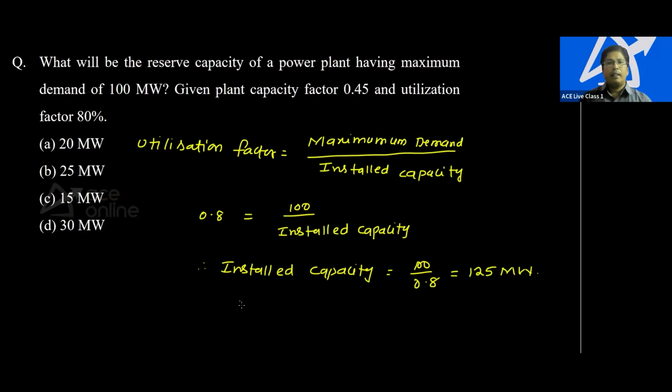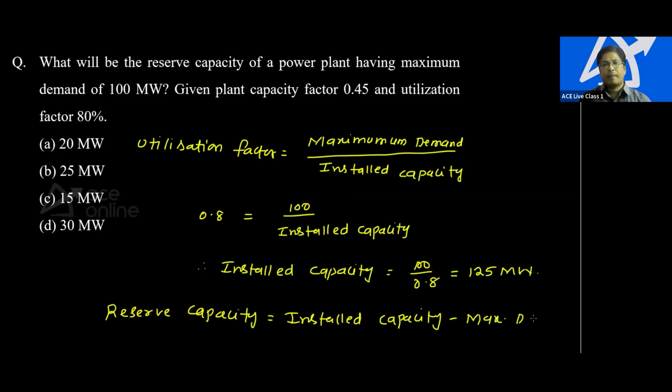Then, what is the reserve capacity? Reserve capacity is installed capacity minus maximum demand. It is 125 minus 100, which will be 25 megawatts. So here there is no need of the plant capacity factor.